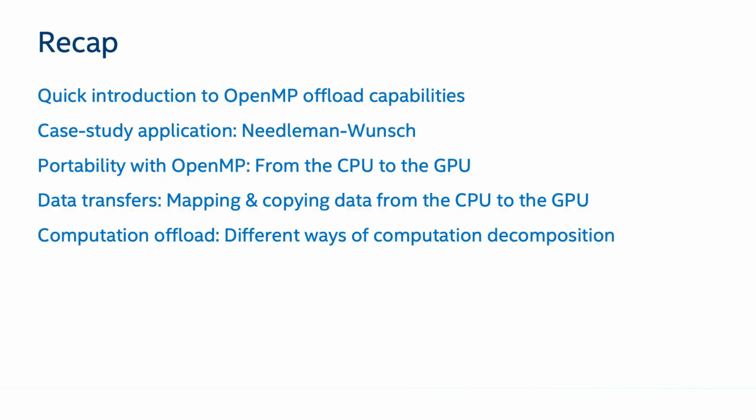So I'd just like to recap. We did a quick introduction to the OpenMP offload capabilities. We discussed the algorithm that we used for our example. We saw how we can get portable code with OpenMP from the CPU to the GPU. We discussed issues regarding the data transfers and how important they are for offload programming. And last, we discussed issues regarding the computation offload and how we can get optimum performance. Thank you.